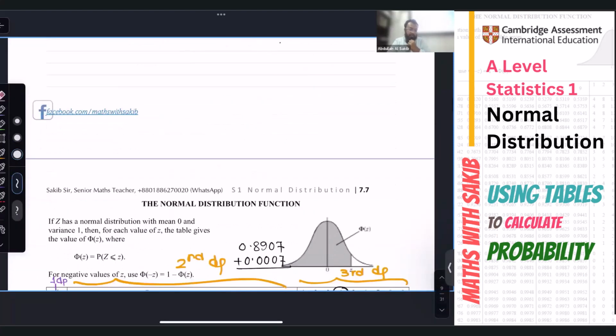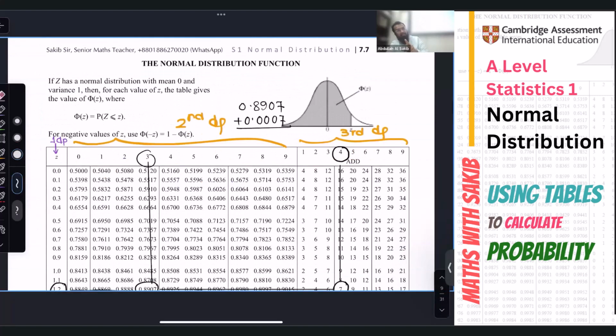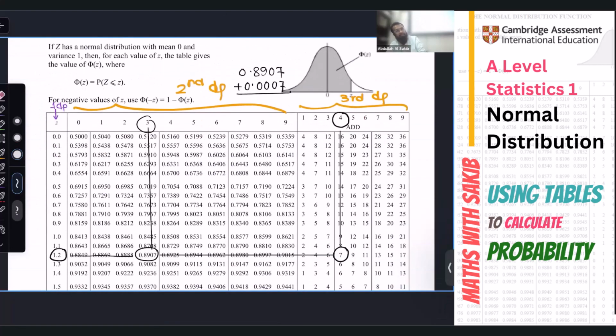Clear, Baba? We have to add 7. 0.0007. So what's the answer? 0.8914. That's my answer. Is it okay, Baba? Is it tough? No, it's easy. Clear? Myra, what's the answer? Okay, so use pencil, don't use pen on the table.